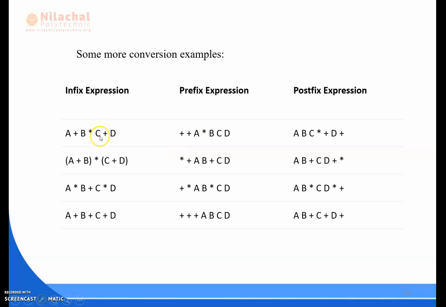Now we have to solve the plus and the D part. D is another operand and plus A multiplication sign BC is another operand, and in between them we have a plus sign. So what do we have to write? In prefix, we write the plus sign, operand 1, that is plus A multiplication B C, then operand 2, that is D.